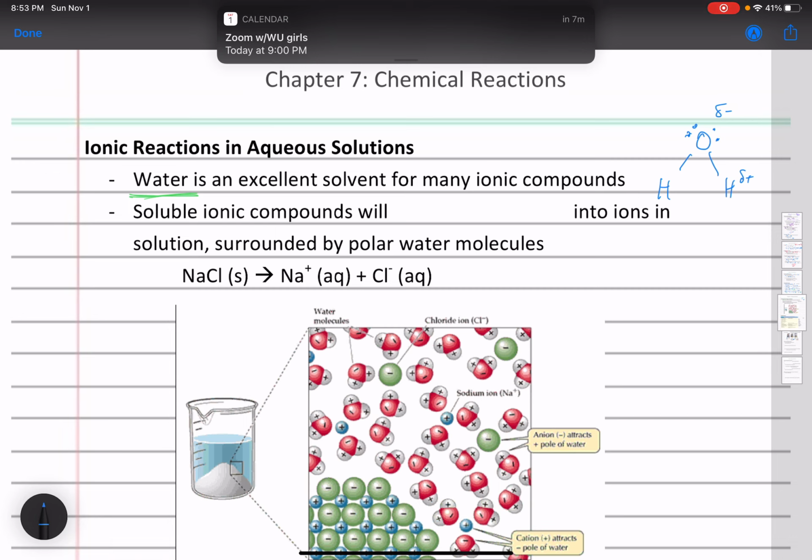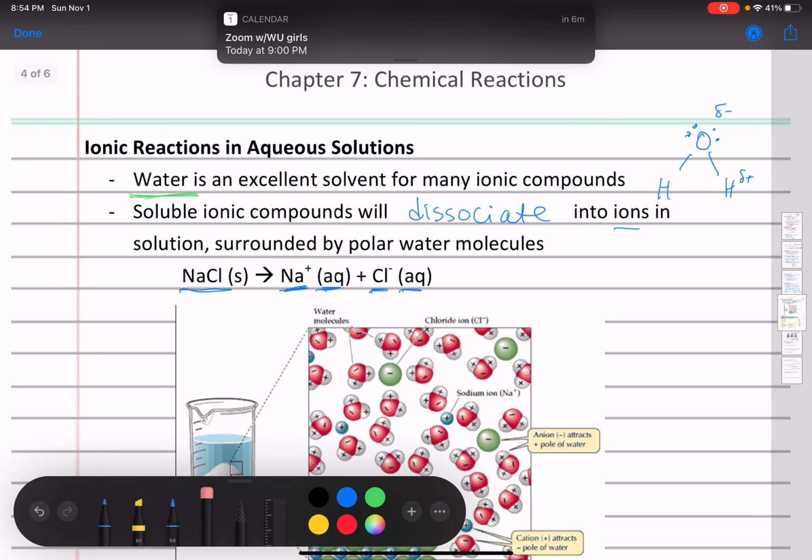And ionic compounds are made up of charged particles. So when you put an ionic compound in water, as long as it is soluble, then it will dissolve or dissociate into its ions. For example, sodium chloride in water will dissolve into sodium ions that we say are aqueous, they're dissolved in water, and chloride ions that we say are aqueous or dissolved in water.